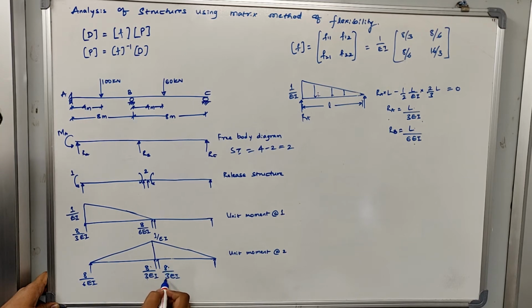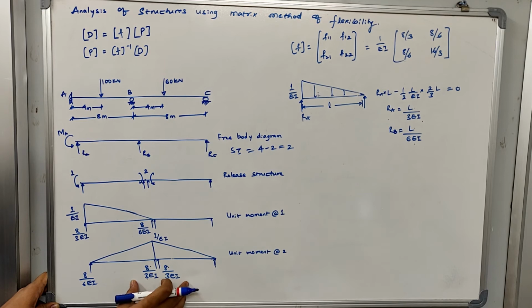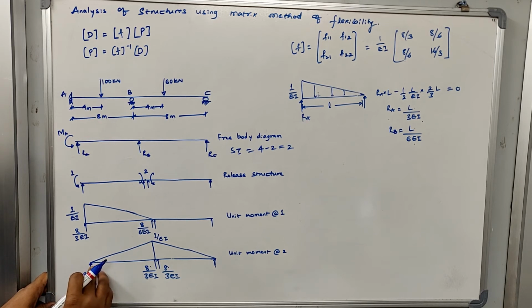Similarly here also it is 8 divided by 3 EI, and here it is 8 divided by 6 EI, but it is not of any use by solving this because there is no third coordinate over here, right? So let us consider this one. What is this? This will represent F12. What is F12? This is the flexibility value, or you can call it the displacement or the rotation that is created at this end because of application of unit moment at the second coordinate.